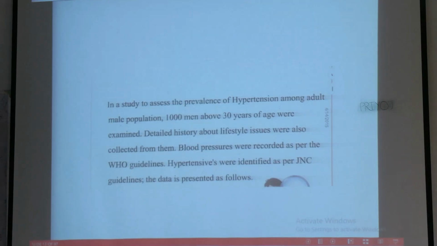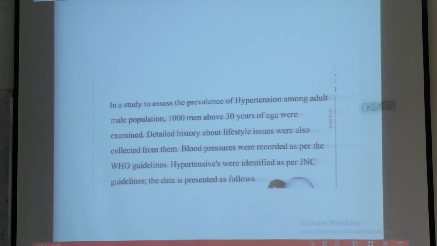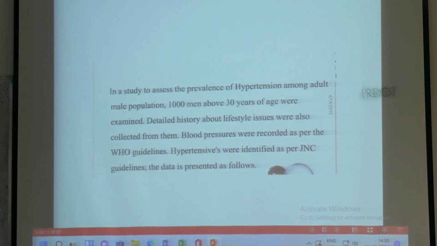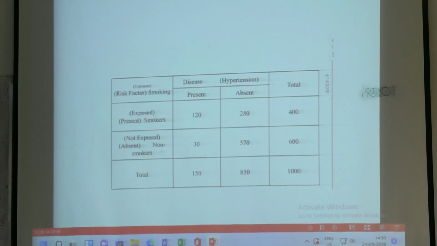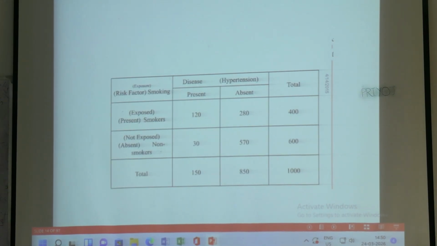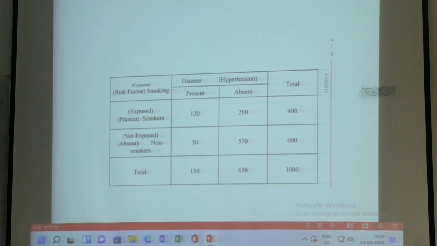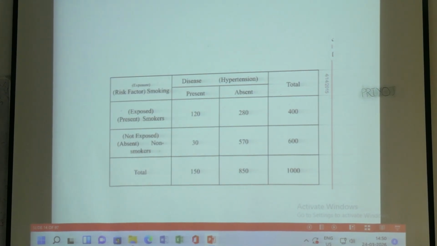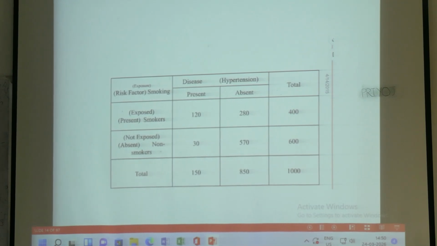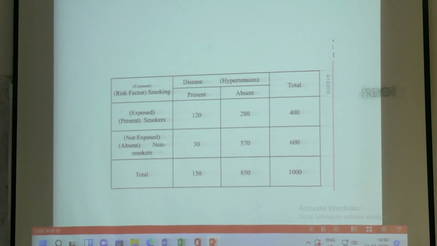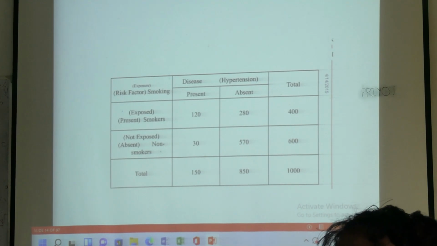So here we have the same thing. A study of 1,000 men above 30 years, and their BP is checked, and we are getting this data. We are looking at the risk factor of smoking and hypertension. Now you tell me from this, how many people have hypertension in total? We are studying hypertension.